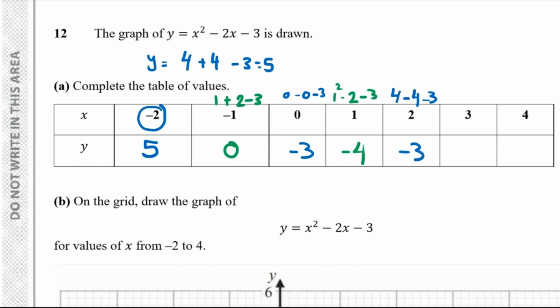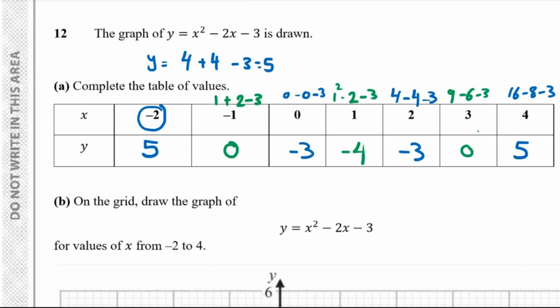And then for x equals 3, 3 squared would be 9. And minus 2 times 3, that means minus 6. And then minus 3, that would be 0. And then substitute 4, each x by 4. 4 squared is 16. 16 take away 2 times 4, 8. And then minus 3, it became 16 take away 11 is 5. It looks like a symmetry thing.